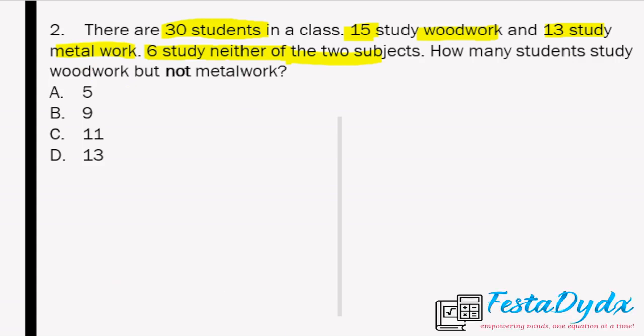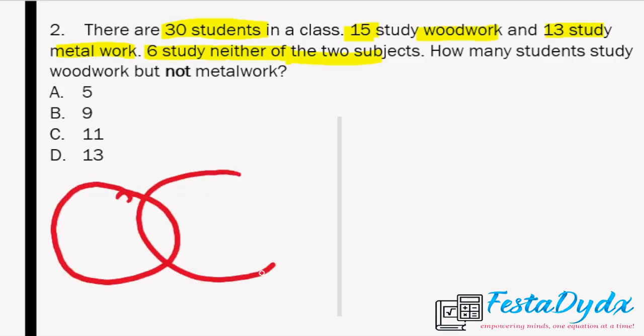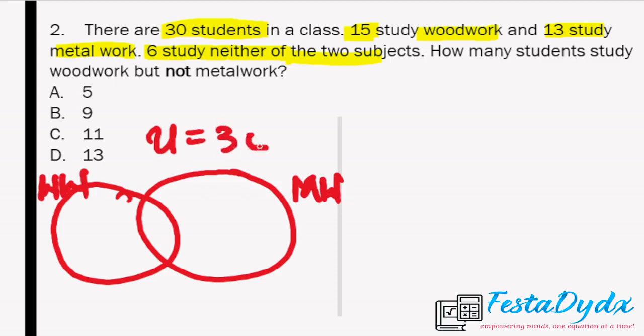This is a set question, meaning we are going to need a Venn diagram to represent the information. So I'm going to draw 2 sets. This is for woodwork, I'm calling it WW, and then for metalwork it should be MW. There are 30 students in a class, so the universal set is 30. 15 study woodwork, 13 study metalwork, 6 study neither of the 2 subjects.